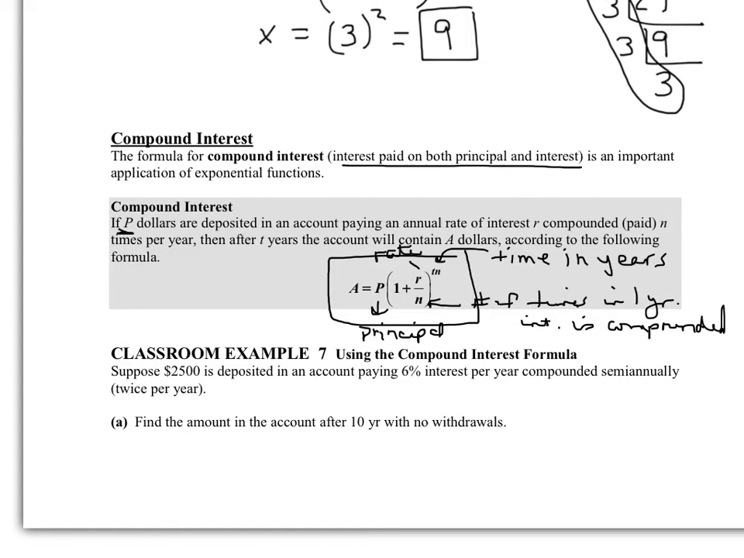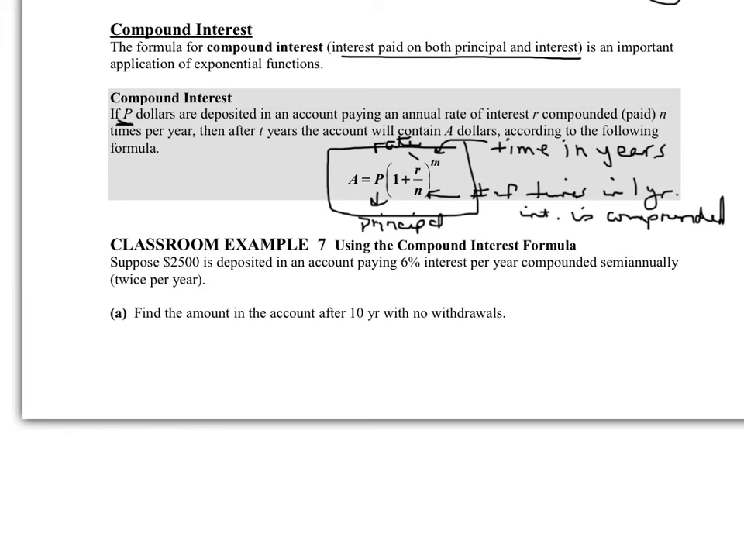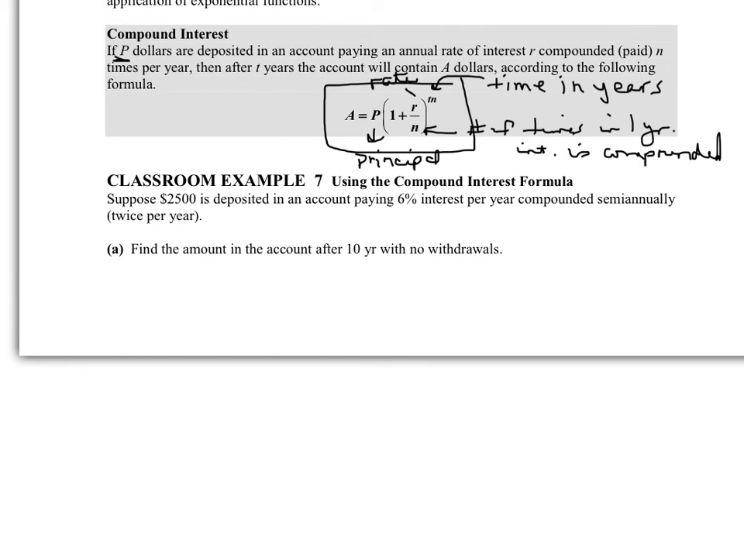Now, the first example we have says, suppose $2,500 is deposited in an account paying 6% interest per year, compounded semi-annually, which means twice per year. So we want to find the amount in the account after 10 years with no withdrawals. Now, I didn't tell you what A stood for, but we'll go ahead and put it on here. A is your final amount.